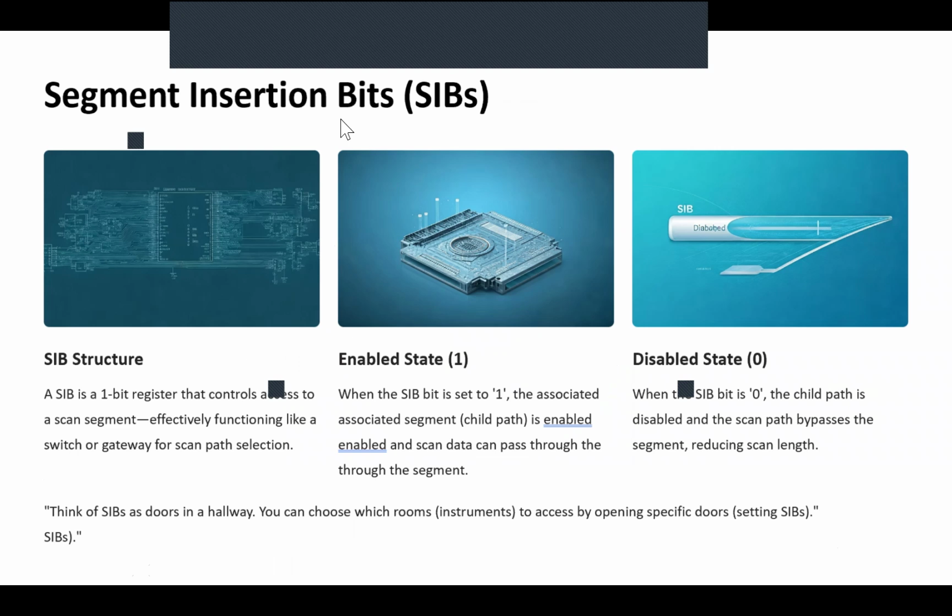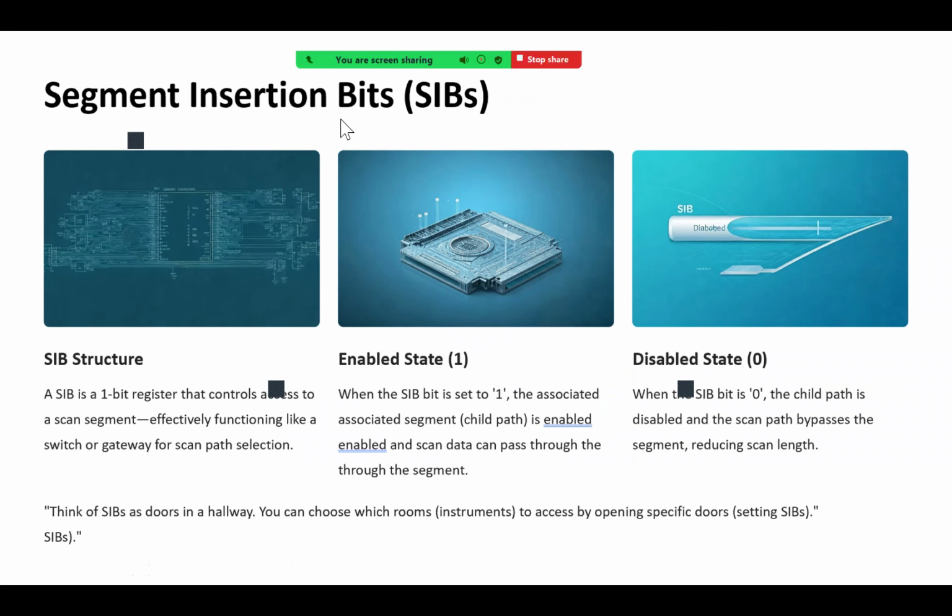Now, we also mentioned the segment insertion bit several times. Let's go a little bit deeper on that. So this SIB is, as we said, a 1-bit register that controls access to the scan segment. So it's like a relay. Okay, it either lets you access or it gives you no access. So it enables the access, for example, when the bit is 1, and it disables when the bit is 0. Basically, that tiny 1-bit memory cell acts like a gate, deciding whether the scan signal should enter a certain branch or should skip it.